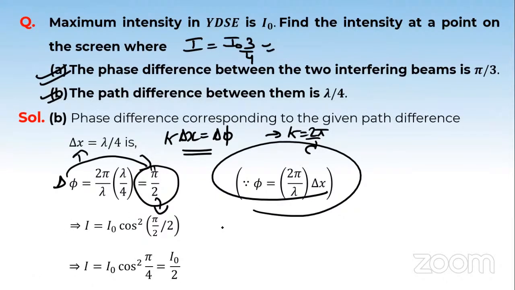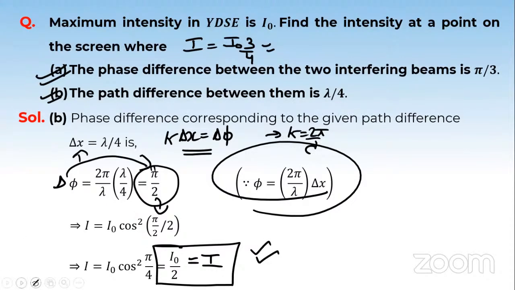Look, how much is it? The I value I'm getting here, what? It's equal to I naught by 2. Is it clear? I hope the value is clear. I value is equal to I naught by 2.